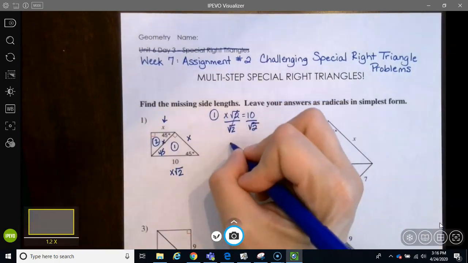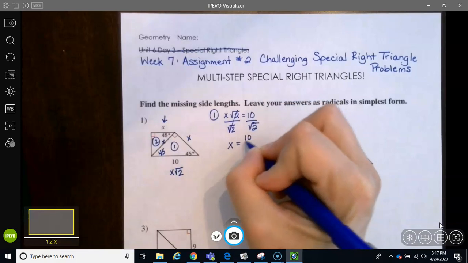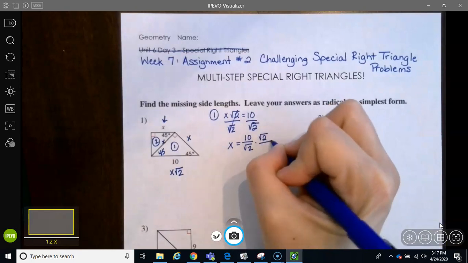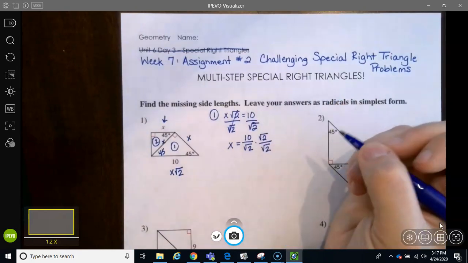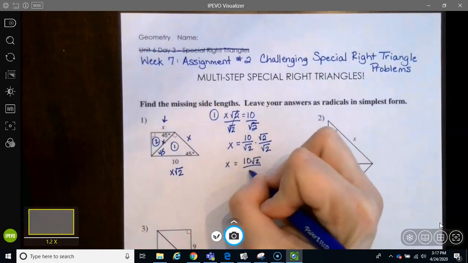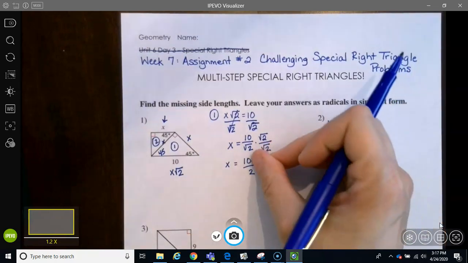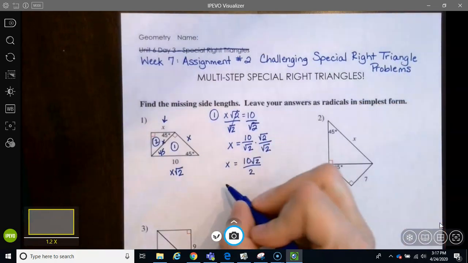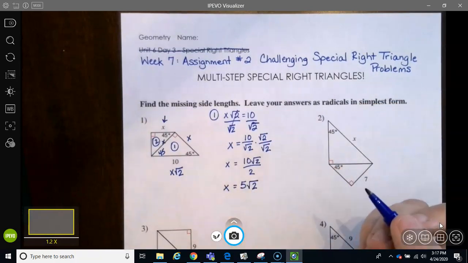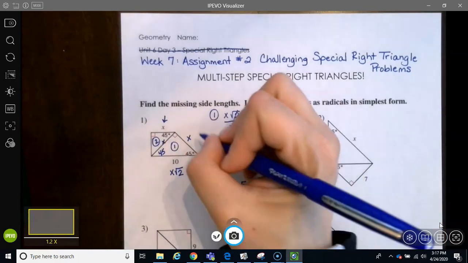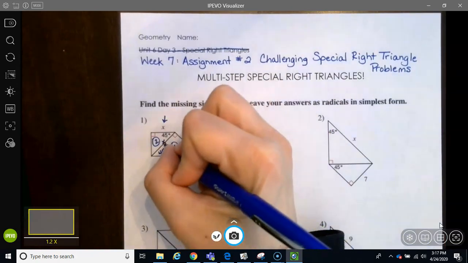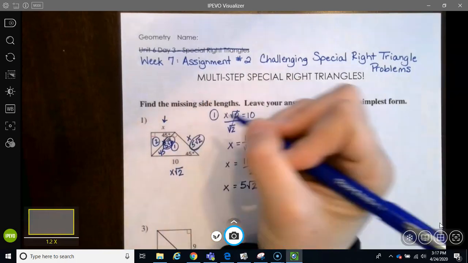My square roots cancel on the left side, so I'm left with X is equal to 10 over square root of 2. Now I cannot have a square root in my denominator, so I multiply top and bottom by square root of 2. And that gets me X equals 10 square roots of 2 over 2. And then when I cover up that square root, 10 over 2 reduces to 5. So that's 5 square roots of 2. So if X equals 5 square roots of 2, wherever I see an X, I replace it with 5 square roots of 2. So this side is 5 square roots of 2, and this side is 5 square roots of 2. Okay?